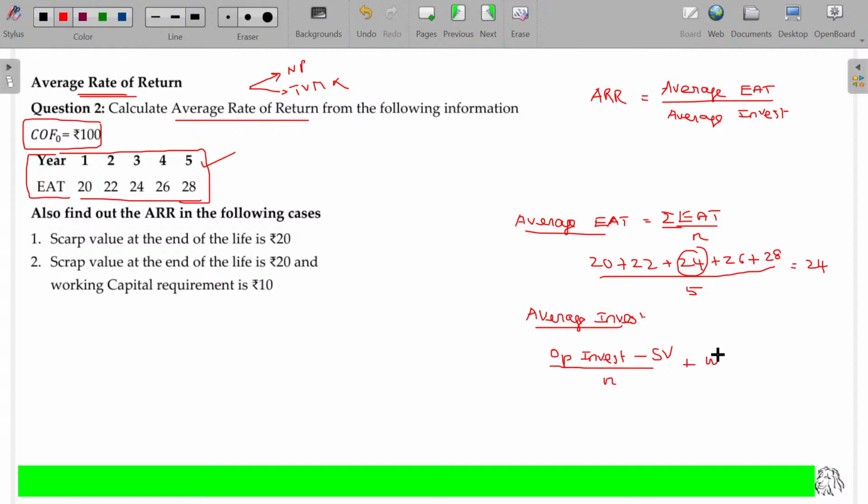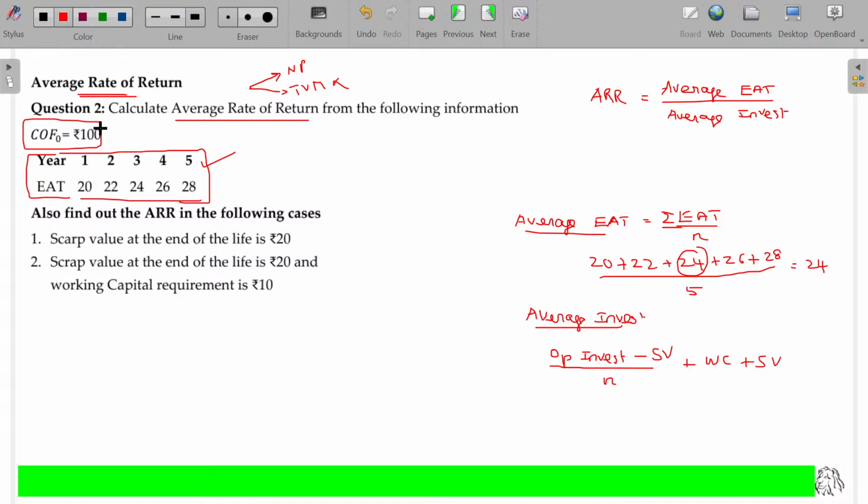And add the working capital requirement if you are investing anything. Add the scrap value back. This is the formula for this. I will explain how this formula is arranged. First, we'll understand in simple sense, then let me explain the formula derivation also, how this formula comes here.